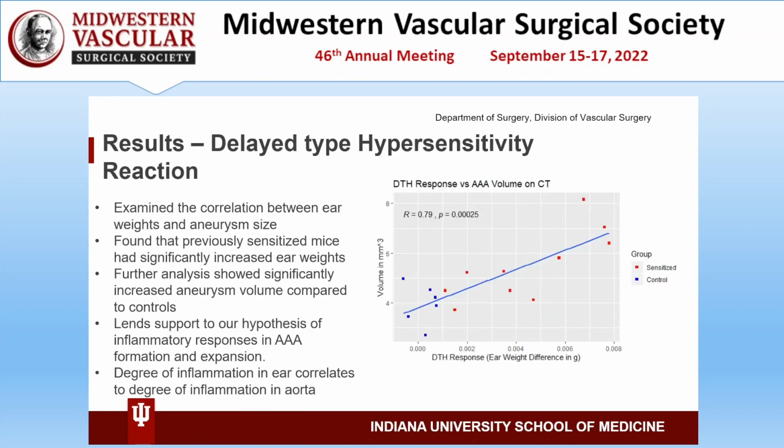We further examined the correlation between ear weights and aneurysm size and found that previously sensitized mice had significantly increased ear weights and significantly increased aneurysm volume compared to our controls. This lends support to our hypothesis of an inflammatory response in AAA formation and expansion, and the degree of inflammation correlates to the degree of inflammation in the aorta.